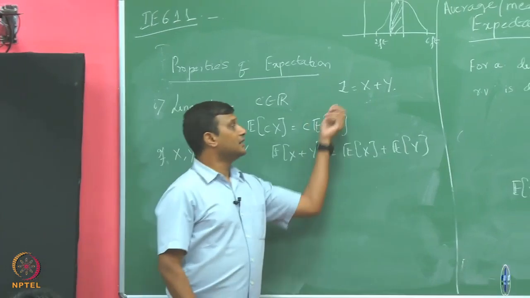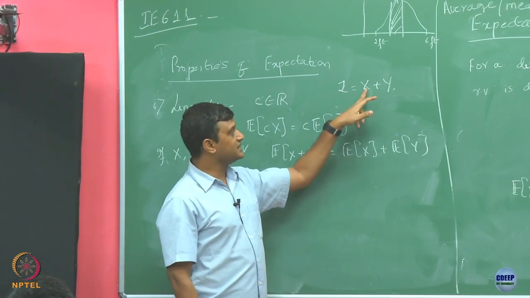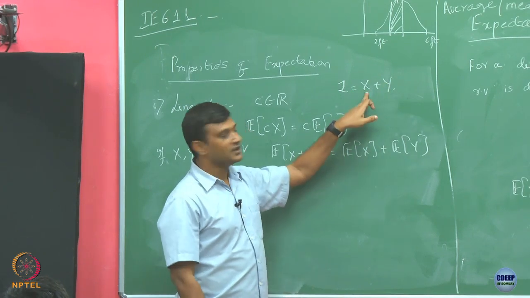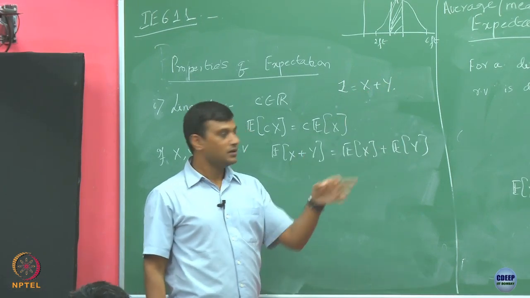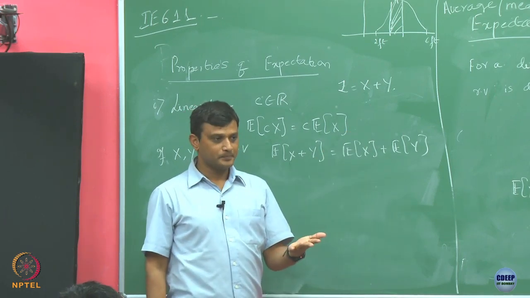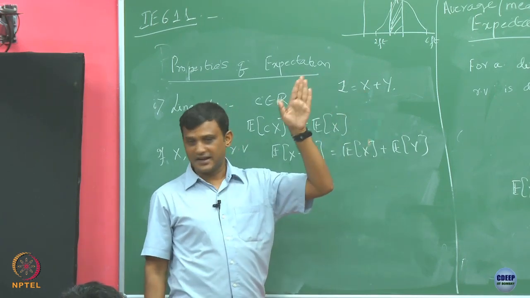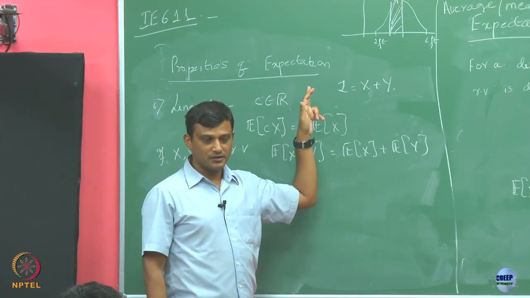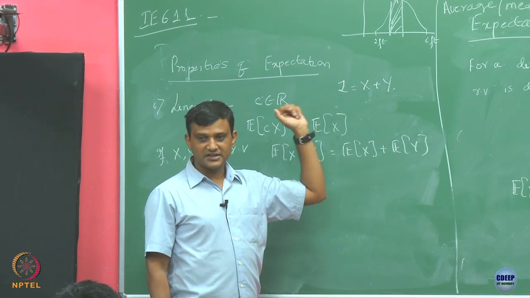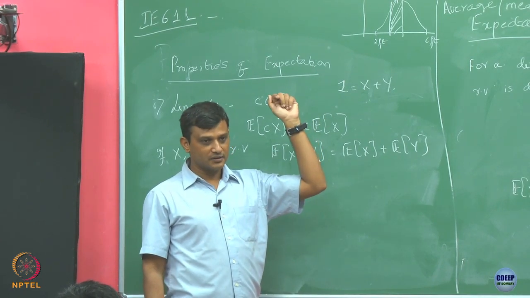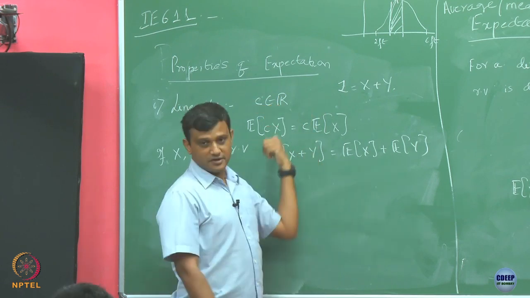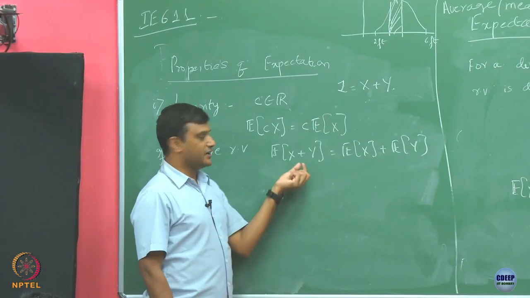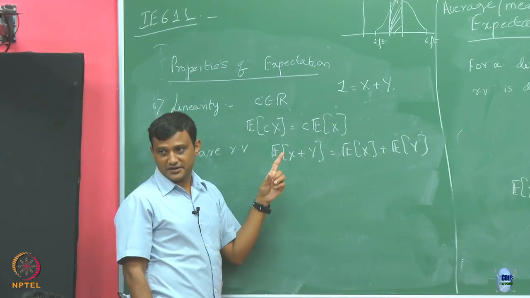Now this z may take values different from what x and y would have taken. Let's say x is the throw of one die, y is the throw of another die. So x took values 1, 2, 3, 4, 5, 6, and y also took values 1 to 6. What did z take? z started from 2, 3, all the way up to 12. So this z is going to be different, and to find the expected value of z, you have a different probability mass function.